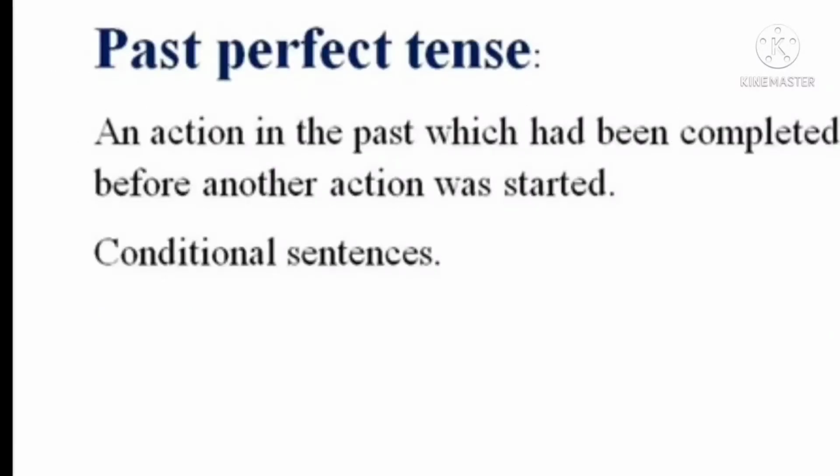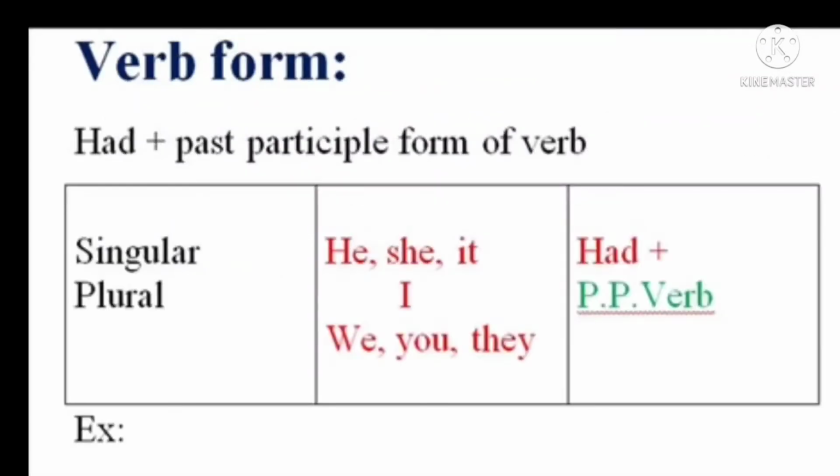Now let's move on to the past perfect tense. Past perfect tense denotes an action in the past which had been completed before another action was started. It is also used in conditional sentences. Okay. We make the past perfect tense with had plus the past participle of the verb, for he, she, it, I, we, you, they. Subject plus had plus past participle of the verb.